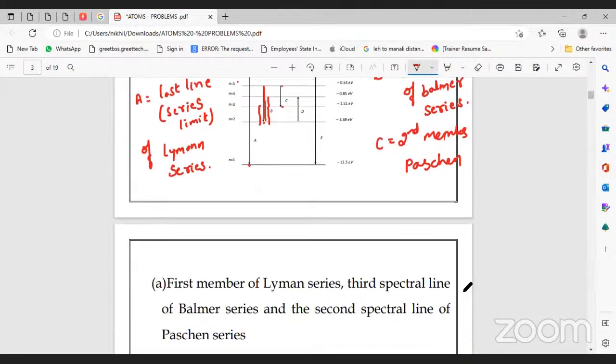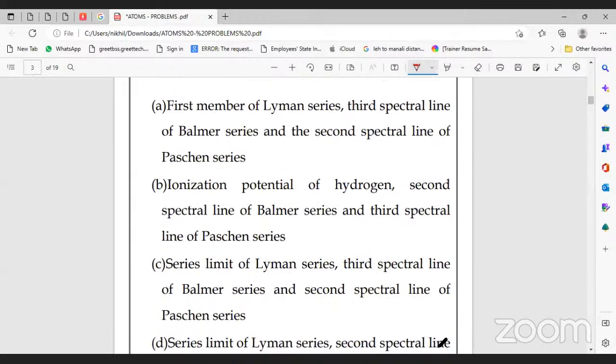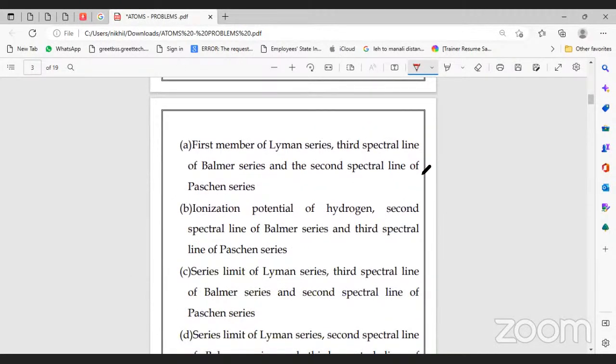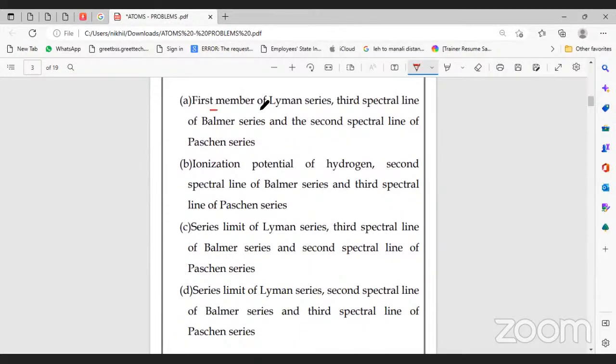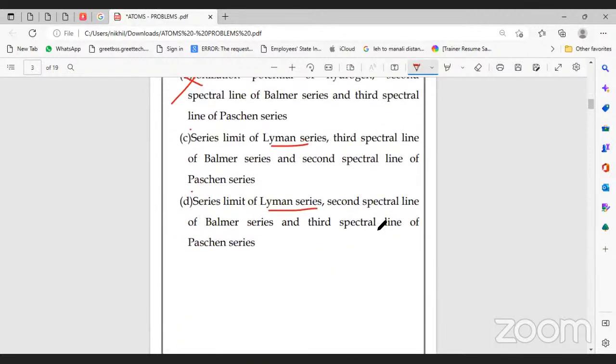So A is the last line of the series limit, Lyman series. Here they are talking about the first member, which is not possible, so that option is ruled out. They are talking about ionization potential of hydrogen, ruled out. Series limit of Lyman series, yes. Both options C and D are possible. Coming to B, third member of Balmer series.